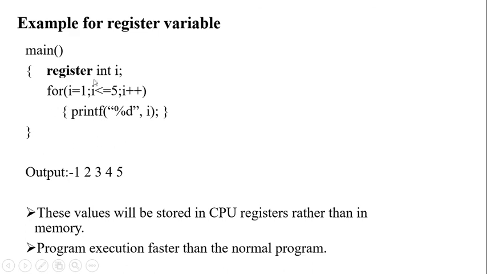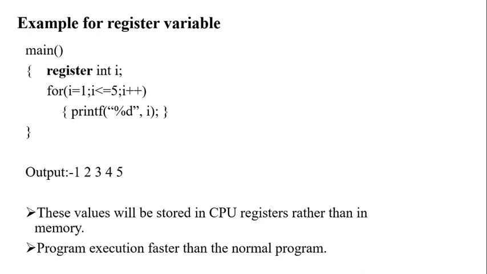So 5 times here we are accessing this I. We are frequently accessing the variable I, 5 times. Suppose this was 500, then 500 times we would be frequently accessing I. So in such situations, in order to execute the program faster, we need to use the register variable. These values will be stored in CPU registers rather than in memory. Program execution is faster than the normal program. So that is the advantage of using register variables in a program.